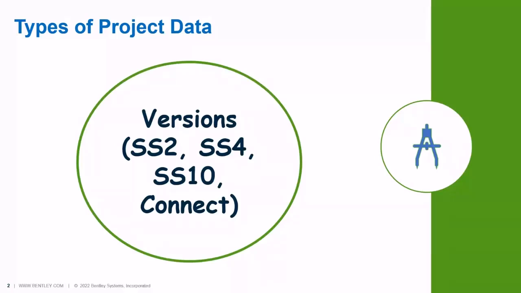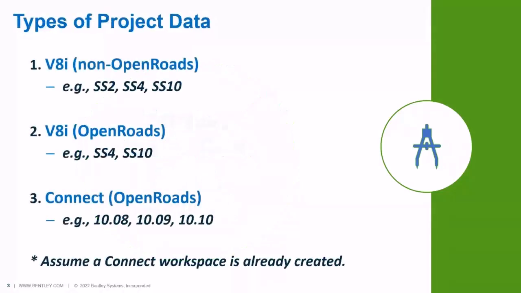Let me give you an example. You could have a Geopack project in SS10 that uses absolutely no OpenRoads technology at all. You could have another Geopack project in SS10 that uses OpenRoads technology. Or you could have an SS4 InRoads project that uses a lot of OpenRoads technology, but the drainage could still be done in, say, InRoads S&S. So you can't really focus on versions, and we're not going to do that today. What we're going to do is look at 3 different examples.